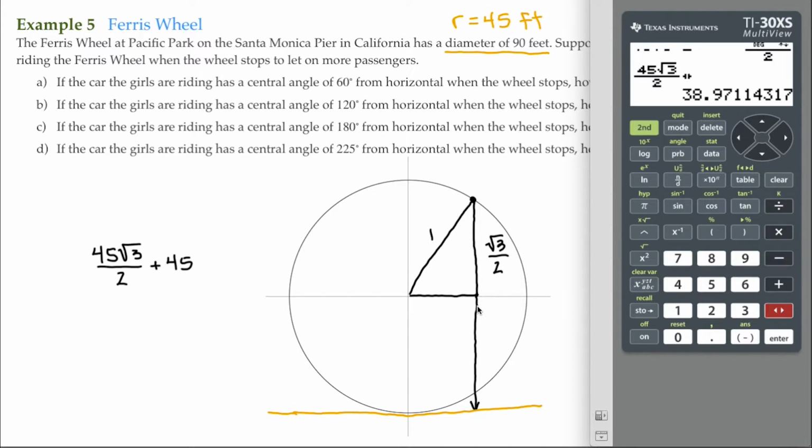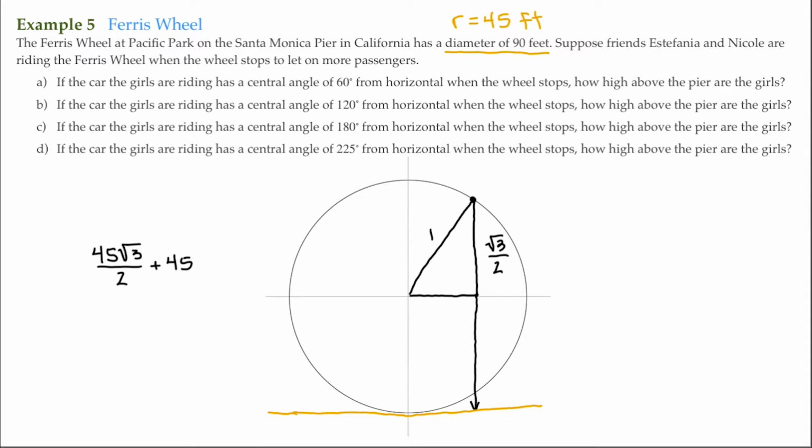I'm going to add another 45 feet to that. So the distance from here all the way down, because we want to find out the distance above the pier, is 83.97 feet. So this is approximately 83.97 feet. So that's what it is for A.